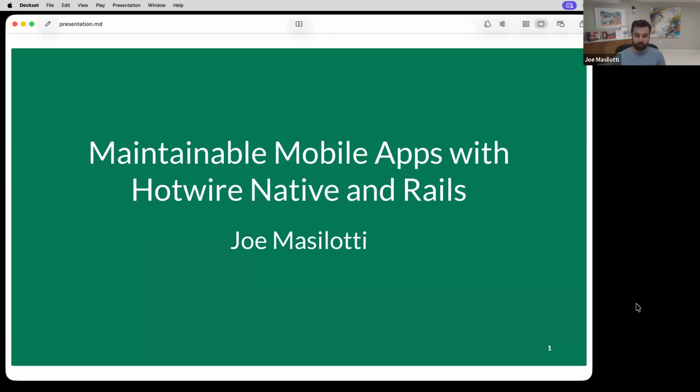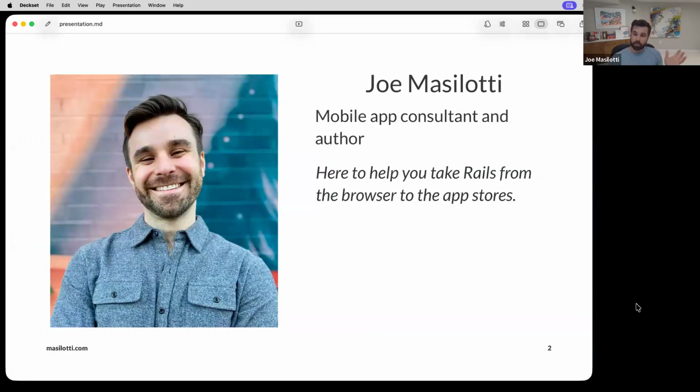All right. So real quick, my name is Joe Masilotti. I am a mobile app consultant and author. I have a book published with Pragmatic Programmers called Hotwire Native for Rails Developers, which we'll talk a little bit more about at the end of this. And pretty simple, I'm here to help you take your Rails website from the browser to the app stores.